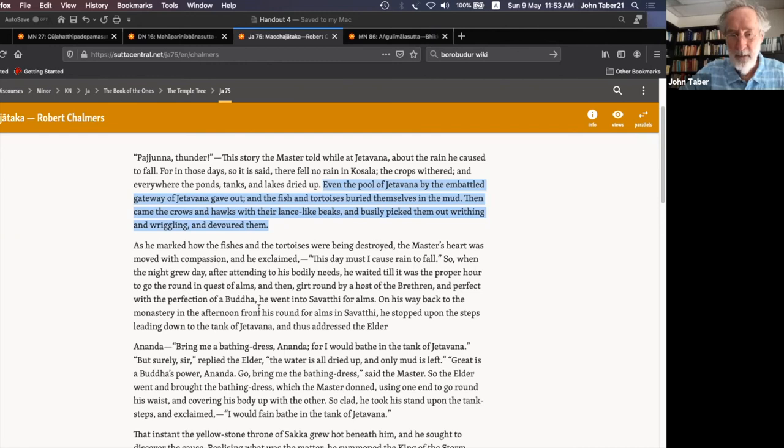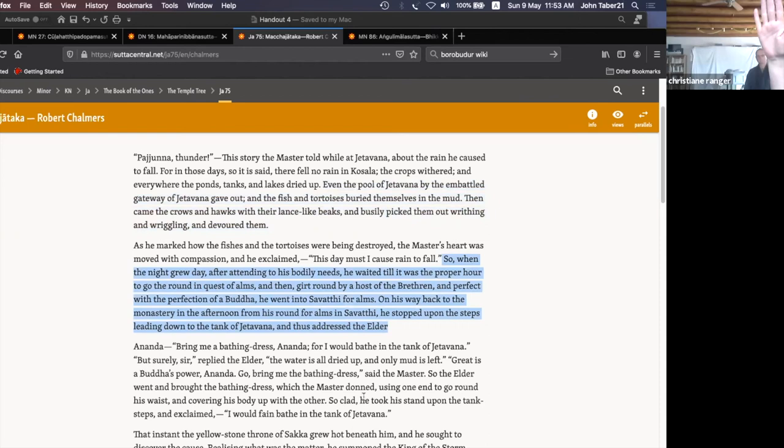Well, we'll just read it here. The next day, when the night grew day, after attending to his bodily needs, he waited till it was the proper hour to go to his alms, and then girt round by a host of the brethren. Notice the language here. This is more archaic language. So this is an older translation than the newer ones by Bhikkhu Sujato and Bhikkhu Bodhi. This translation, I think, is by Chalmers. It says up here it was done in 1895 or something like that.